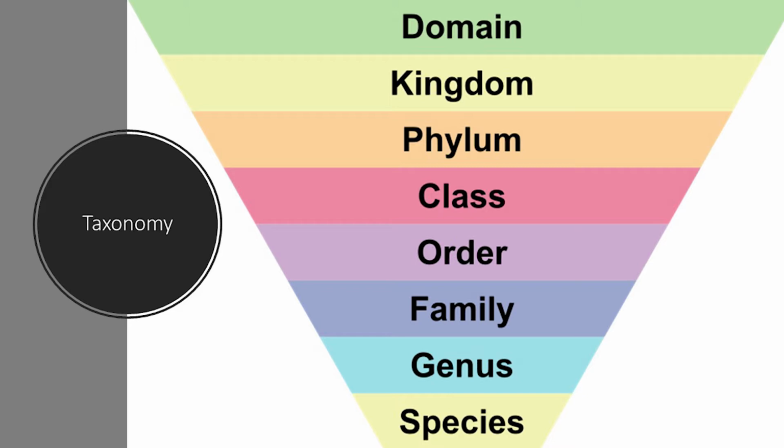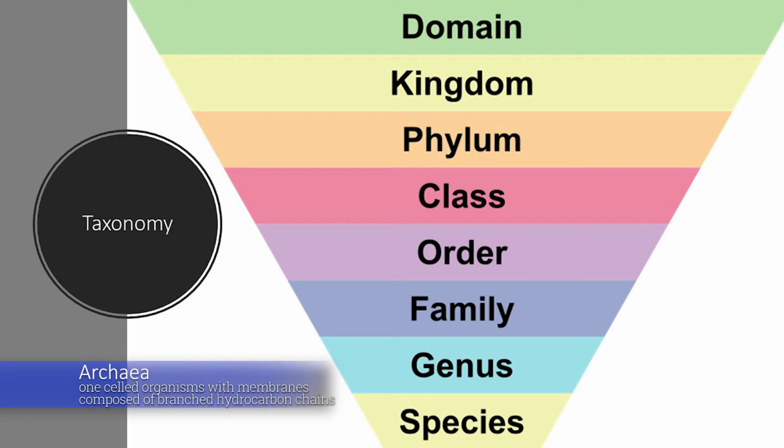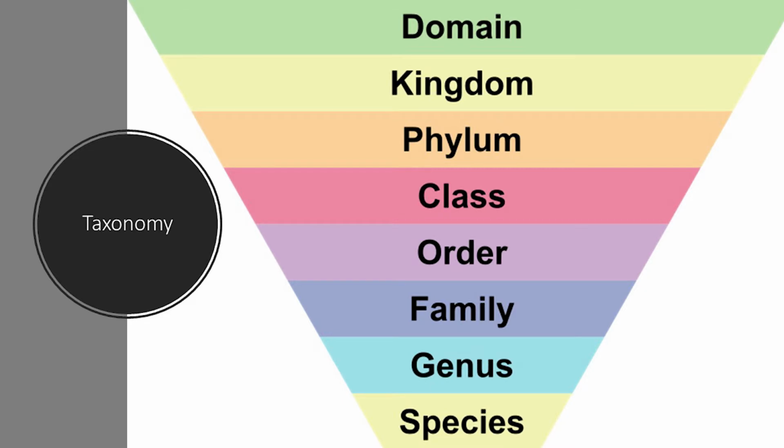Since 1990, there are 3 domains: archaea, which are one-celled organisms with membranes composed of branched hydrocarbon chains; bacteria, which are one-celled organisms that have a substance called peptidoglycan that forms their cell wall; and eukarya, one or multi-celled organisms with their genetic material organized in a nucleus. A kingdom is a subdivision of a domain. Eukarya kingdoms include Animalia, Plantae, and fungi.